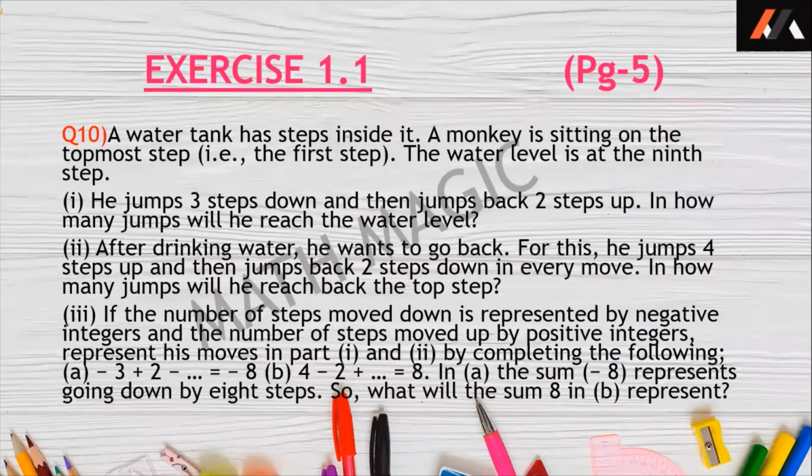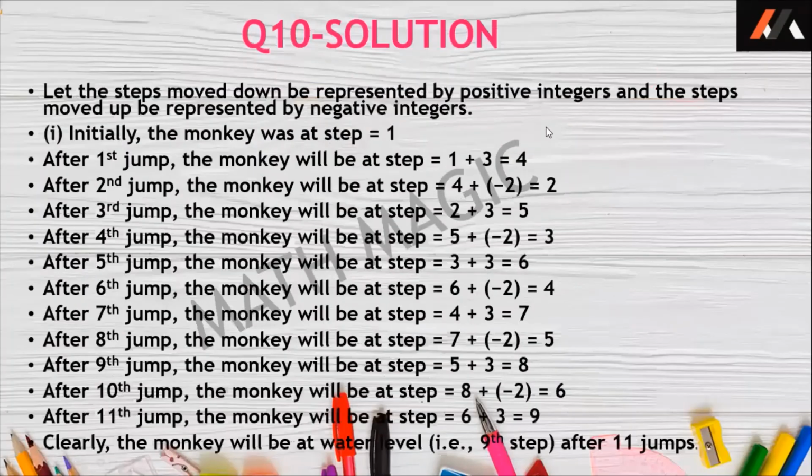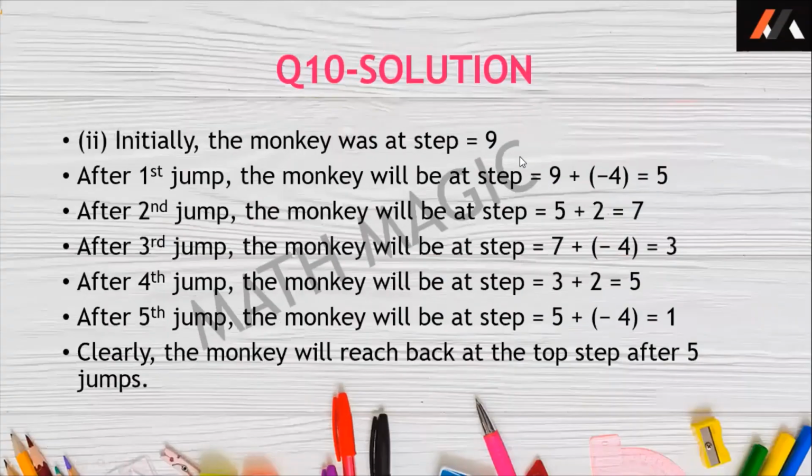After drinking water, he wants to go back. For this, he jumps 4 steps up and then jumps back 2 steps down in every move. In how many jumps will he reach back to the top step? We know that the monkey is currently on the 9th step and the topmost step is the first step.